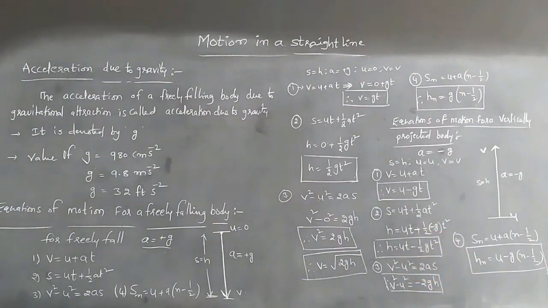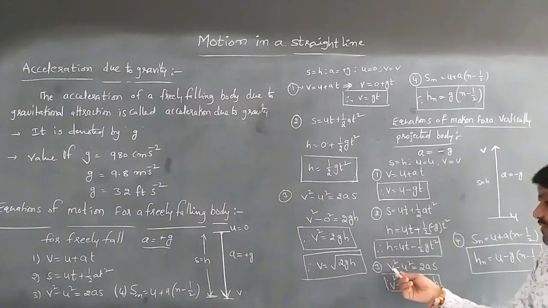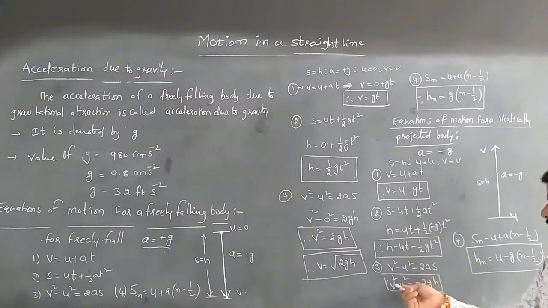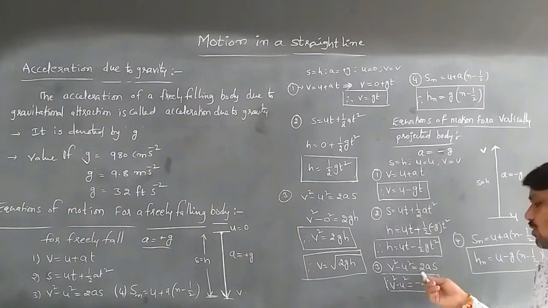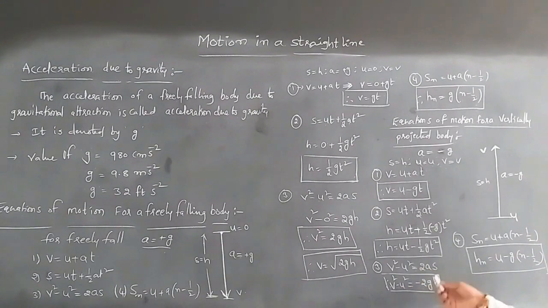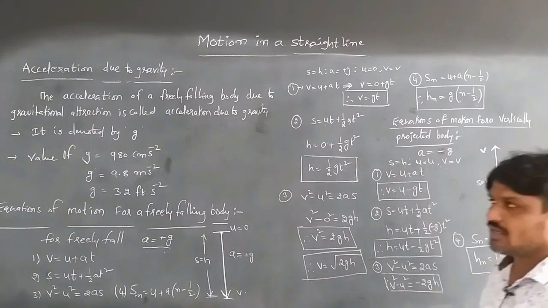Whenever we multiply this, then h is equal to ut minus half gt square. Then in case of the third equation of motion, v square minus u square is equal to 2as. By substituting a is equal to minus g, we get minus 2gh. The fourth equation will be Sn is equal to u plus a of n minus 1 by 2. So Hn is equal to u minus g of n minus 1 by 2, because a is equal to minus g when the body is projected vertically upwards.